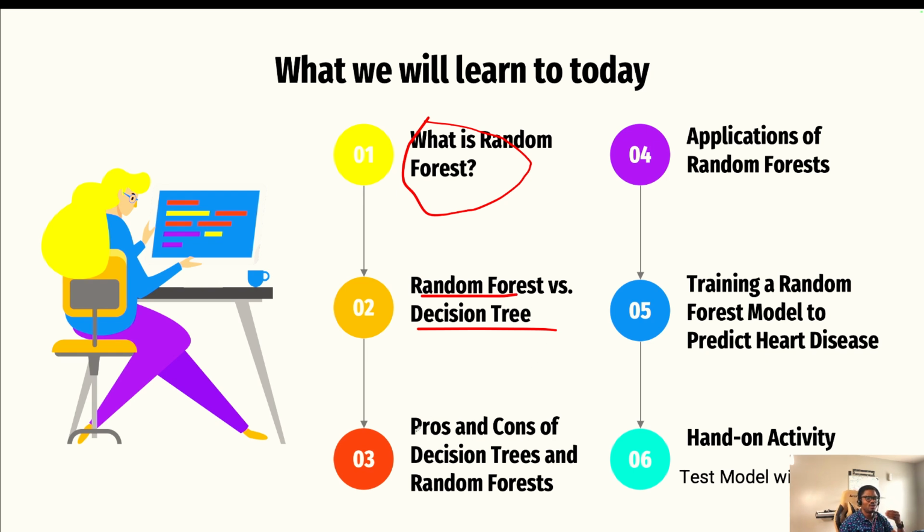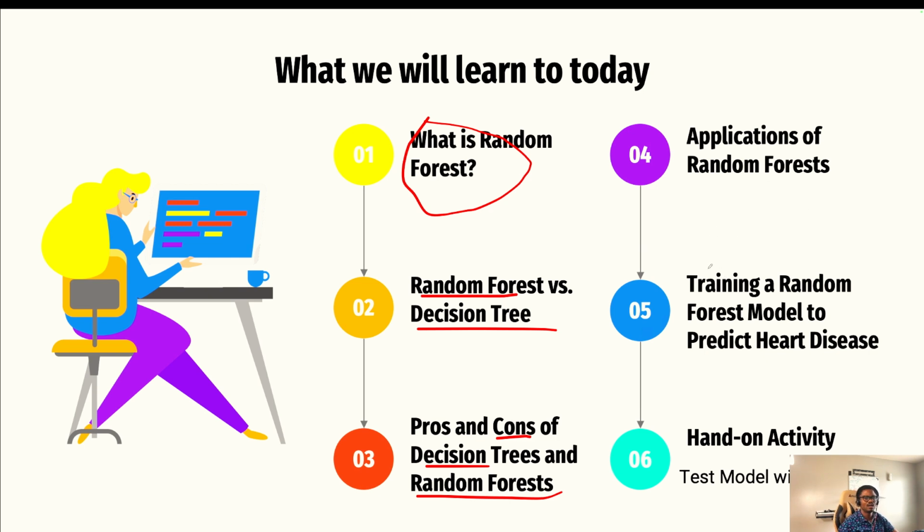We're going to look at the pros and cons of decision tree and random forest, meaning what are the benefits of using decision tree and the disadvantages, then the benefits of using random forest and also the disadvantages. We're going to look at some applications of random forest, so that when you see a problem that you want to solve, you will know that random forest will be good for this, and you can use random forest to implement that.